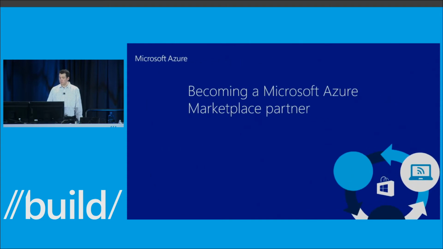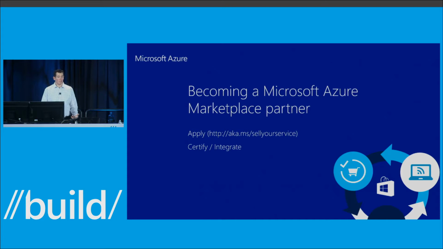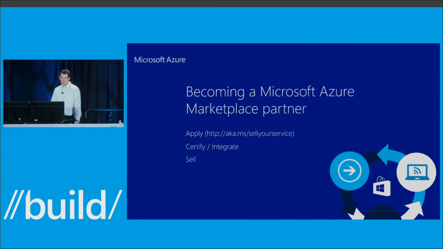Then becoming a Microsoft Azure Market Partner. One is apply. So go to aka.ms/sellyourservice. I'll put this at the end too. You actually apply. Tell us about your company. Tell us about your service. Tell us about what you want to do. We'll work with you through our Azure Certified program, and we'll certify you, both to make sure you're a real company, make sure that you have a great service, you're a great Azure fit, to help you with how you want to bill your customers, all kinds of stuff. And then you can integrate, and that's the next part of the demo we're going to show you. And finally, you sell your service.